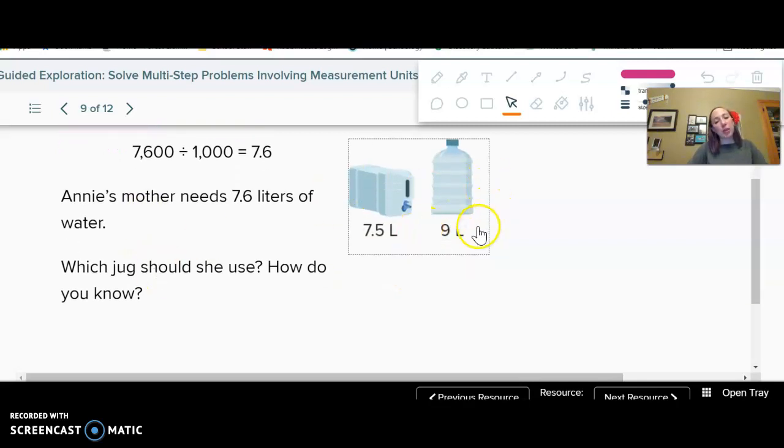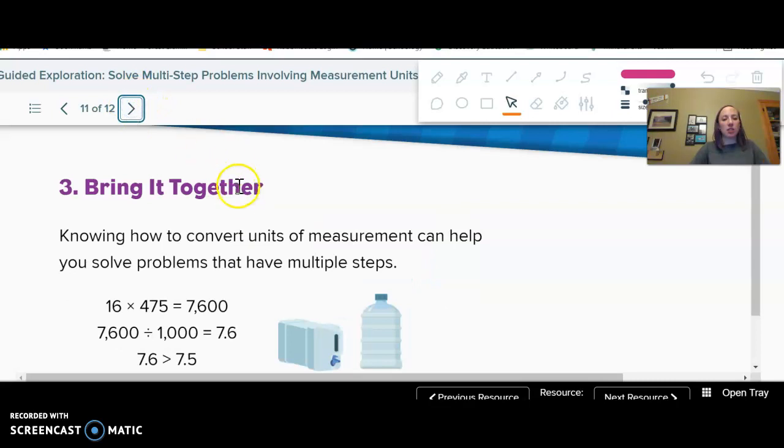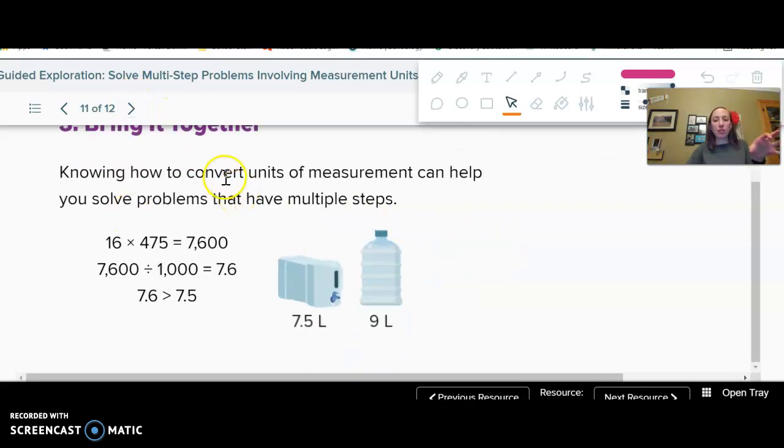She would need to use the bigger one because the 7.5 isn't big enough. She needs more water than that. So that middle thing, we had to convert, and also figuring out, oh, I needed to figure out how much water she needed was sort of that middle mystery step.